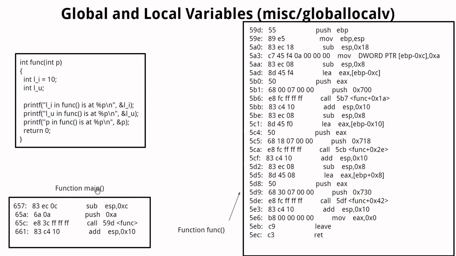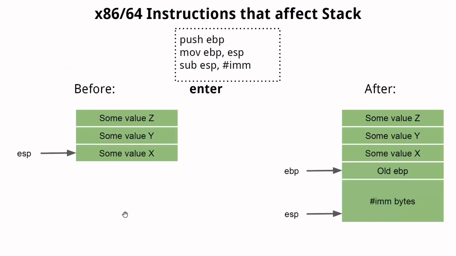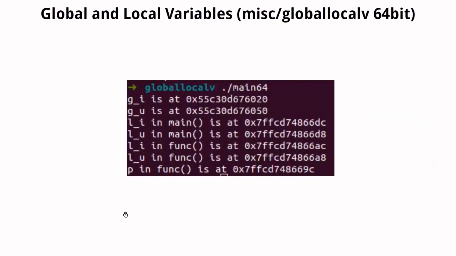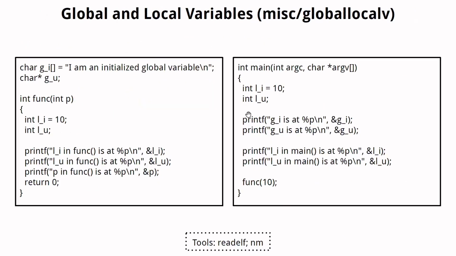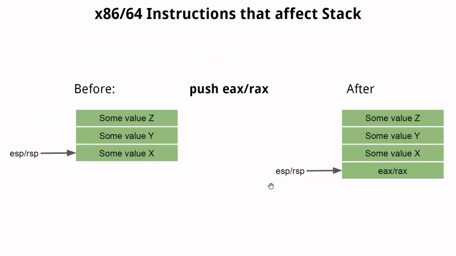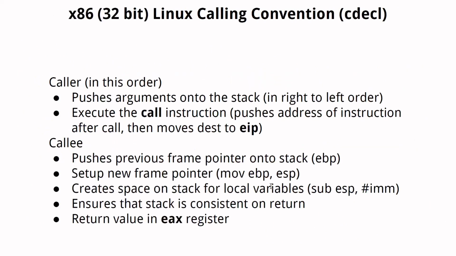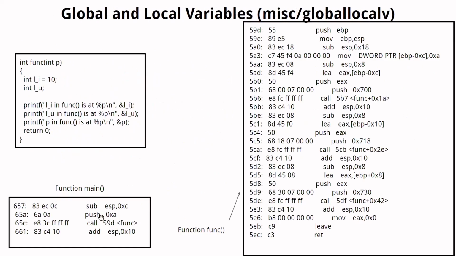So when the main function calls that, I remember main function calls func with 10, right? Yes. Remember the main function here calls the function with a parameter 10 here. The disassembly I'm showing you doesn't include this part. It actually starts from here.